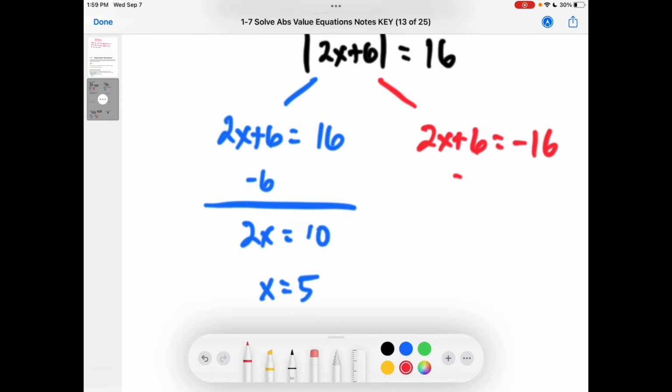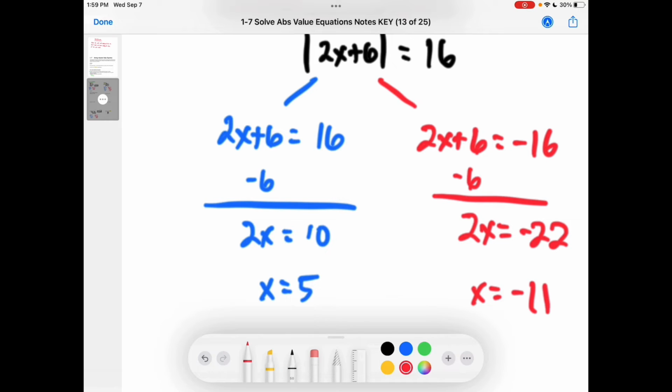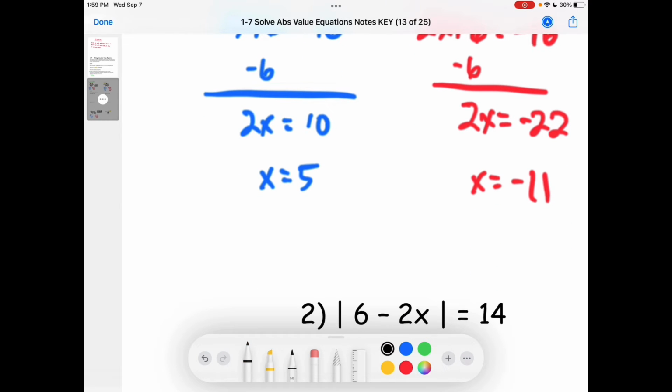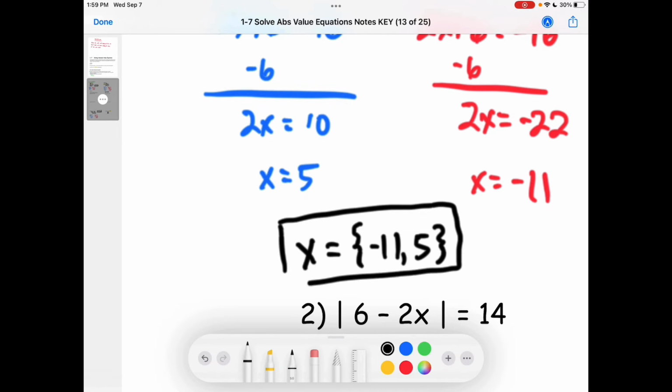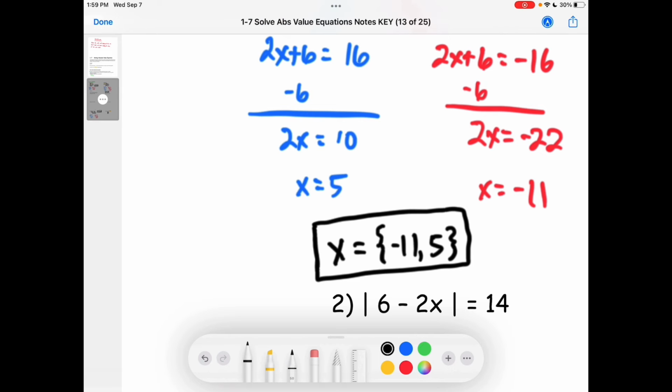And on our other side, we subtract the 6. 2x equals negative 22. We divide that 2 out the same way. x equals negative 11. So we take those two solutions and put them in our set notation. x is either negative 11 or positive 5. On a lot of these questions, the solutions you're going to get, there will be one positive and one negative. Not every time, but that's going to happen a lot. You're almost always going to have two solutions.